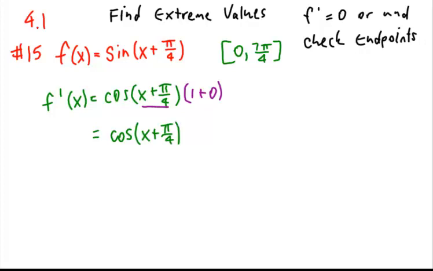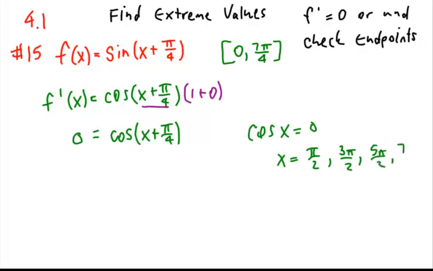Now what makes this question a little bit more challenging is we want to know where this is equal to 0. So you have to ask yourself, where does the cosine equal 0? At what values does the cosine equal 0? And the values where this occurs would be when x is pi over 2, or 3 pi over 2, or 5 pi over 2, and 7 pi over 2. Now we're going all the way up to 7 pi.